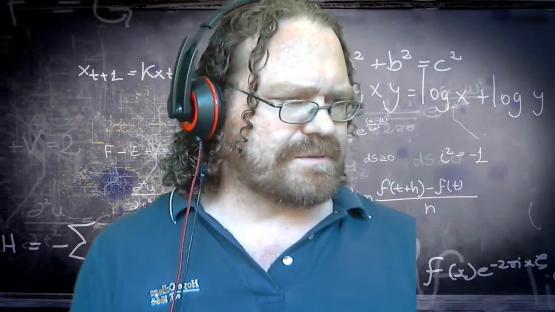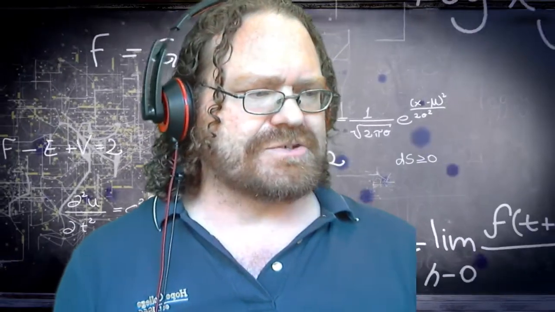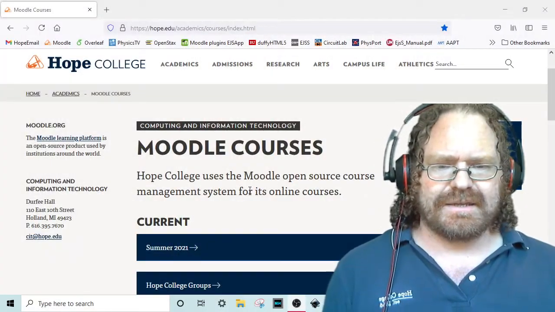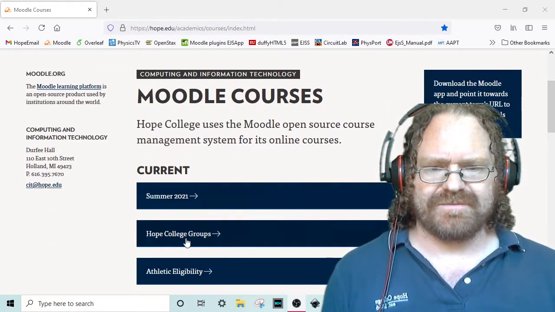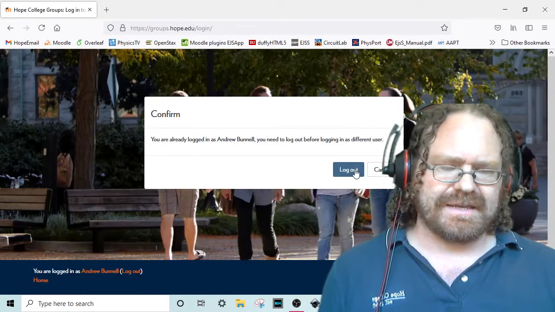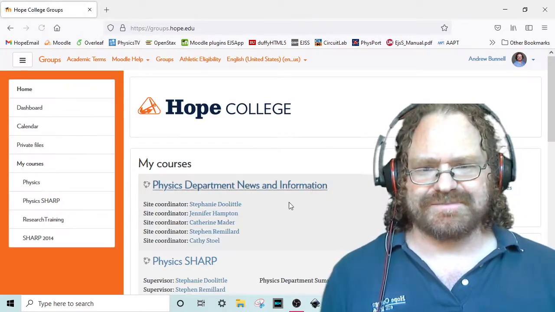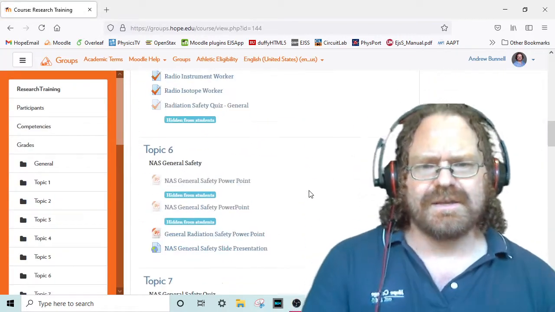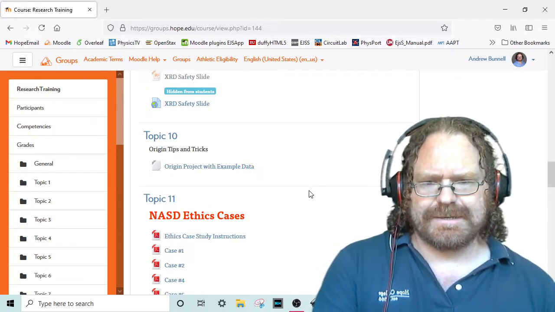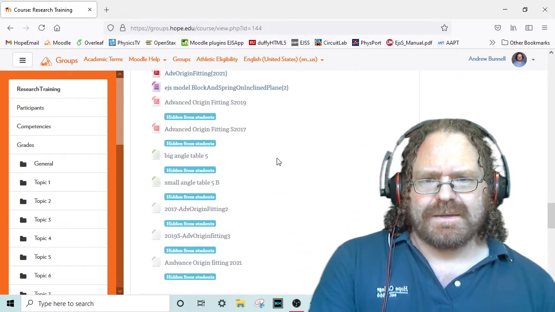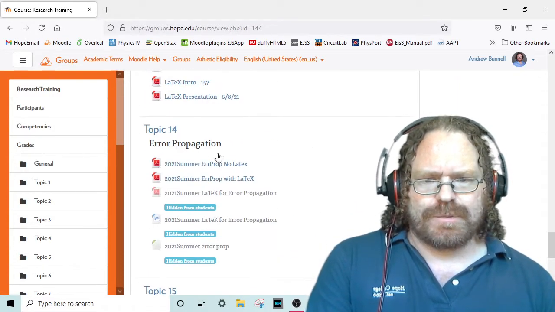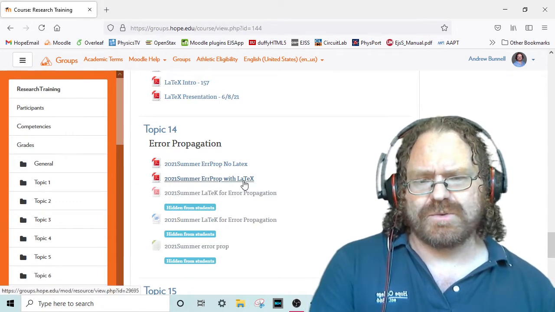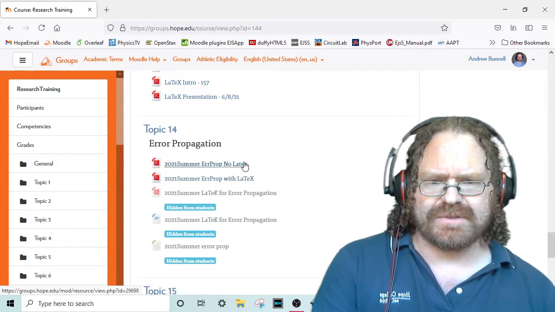Really quick, before I jump right into error propagation, let's fade over to Moodle. Here we have Moodle, and if you log into Hope College groups, and it says I'm already logged in, then I scroll down here to research training. Down here under error propagation, I have two different versions of this presentation, one with LaTeX and one without LaTeX.